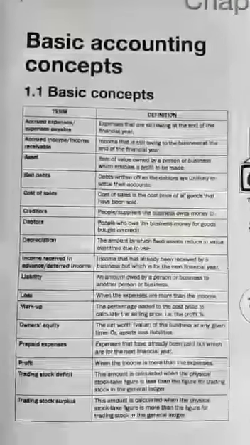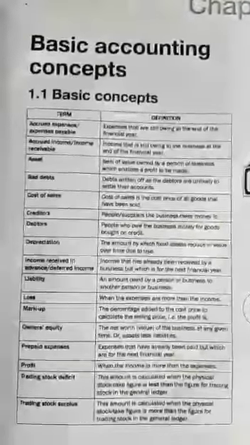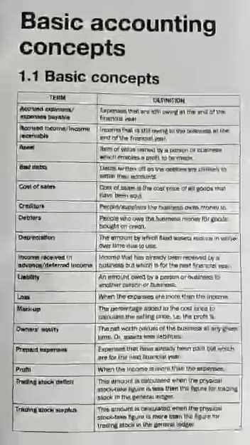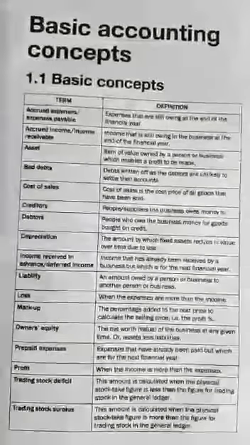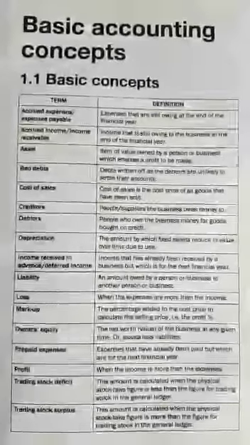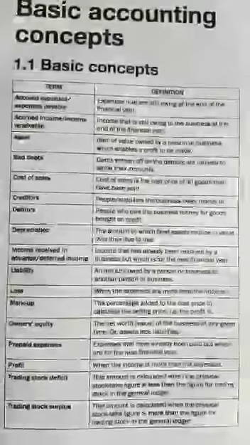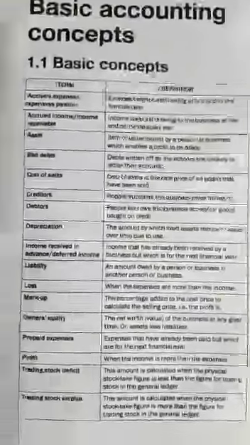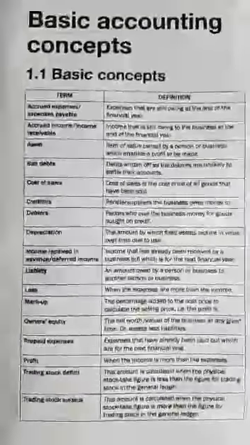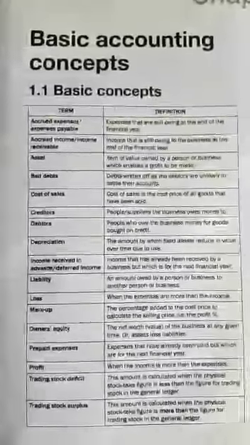Depreciation, the amount by which fixed assets reduce in value over time due to use. Let's make an example with a vehicle. When a company purchases a vehicle, it becomes an asset of the company. When that vehicle is being used, it loses value, and as it loses value, it depreciates.